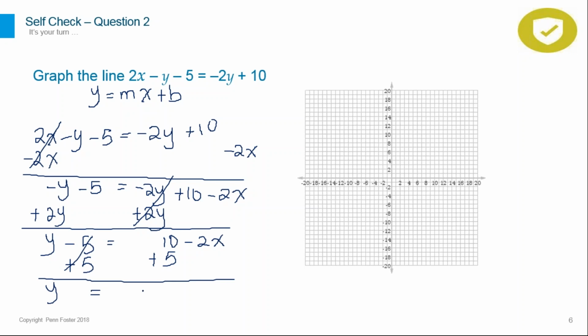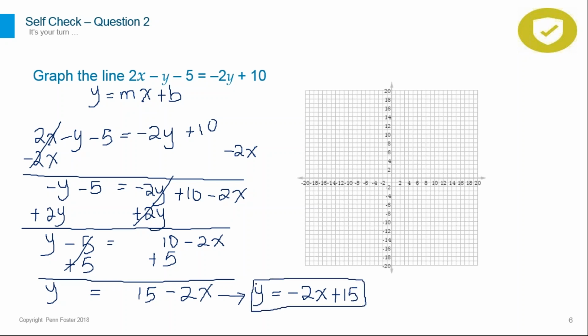10 plus 5 is 15 minus 2x. Rearrange the equation. So that would be a y equals to negative 2x plus 15. So this is the slope-intercept form of the equation given in the question.